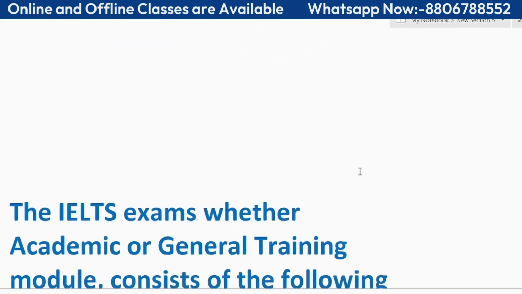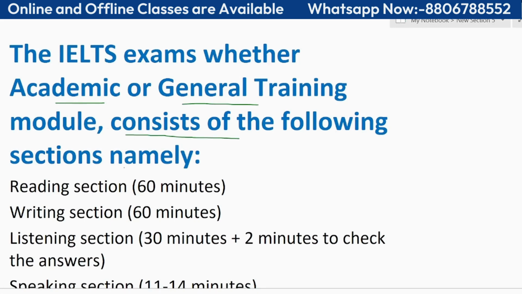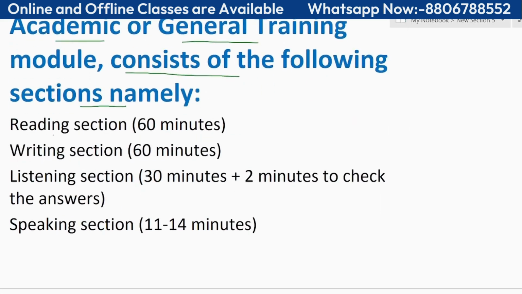Now let us look into the IELTS exam. In the academic and the general training module, it consists of the following sections. Now which are the 4 sections? Firstly, the first is the reading section, which is for 60 minutes. Then you have the writing section, which is for 60 minutes again. You have the listening section, which is for 30 minutes, plus 2 minutes will be given to check the answers, and then you have the speaking section, which will be for 11 to 14 minutes.